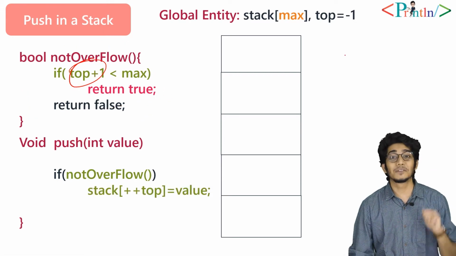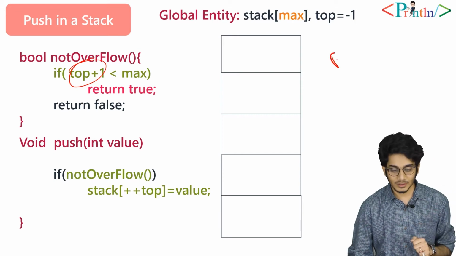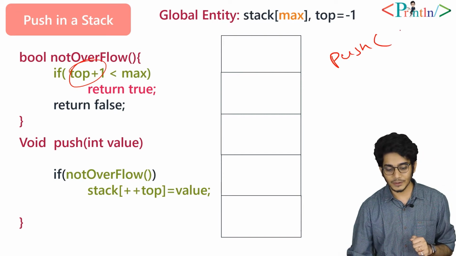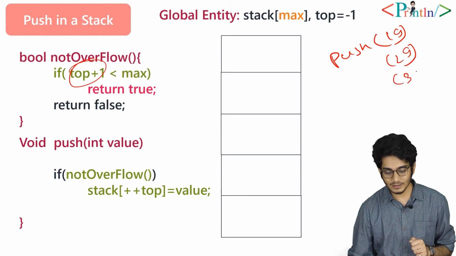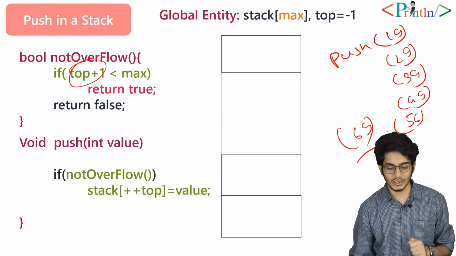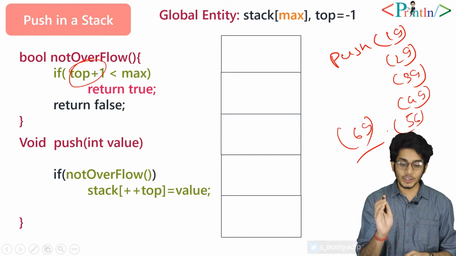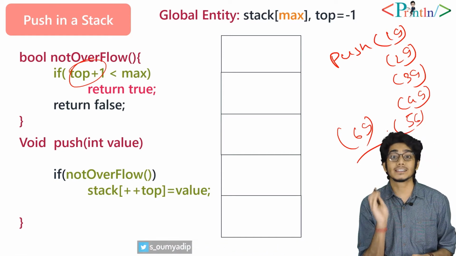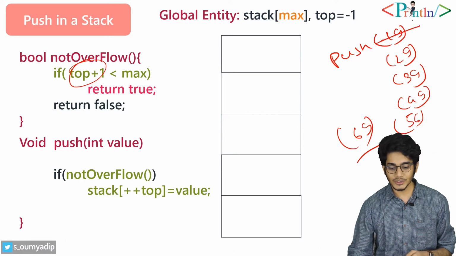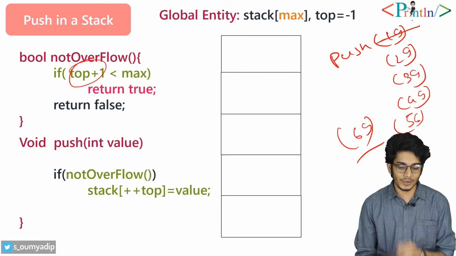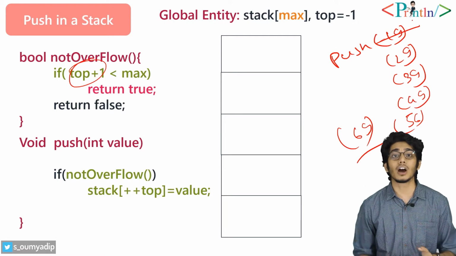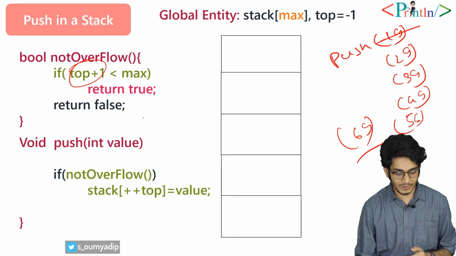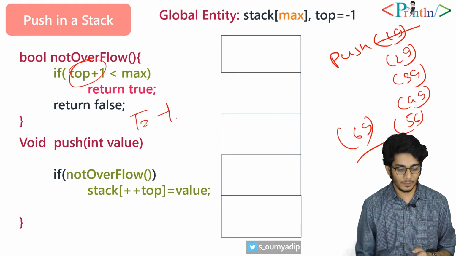Now let's say that we'll call the push function 5 times. So at first we'll push 19, 29, 39, 49, 59 and 69. So we'll push these 6 elements into our stack. At first we'll push 19. Now what is the value of the top? The value of the top is -1. So let me write here t equals -1.